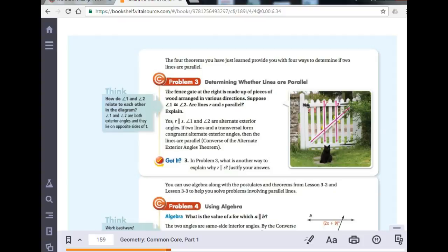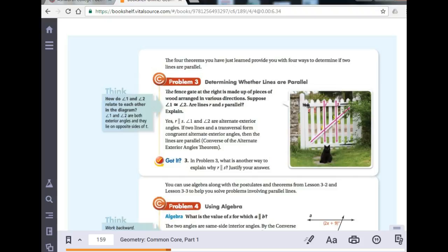Hello again. We are going to be looking at problem number 3 in your Geometry Part 1 textbook. This is found on page 159 of the textbook. And to be able to do problems 3 and then ultimately we'll come back and do 4 a little bit later, these problems are based on the rules starting on page 157 of the converse of these different angle rules.